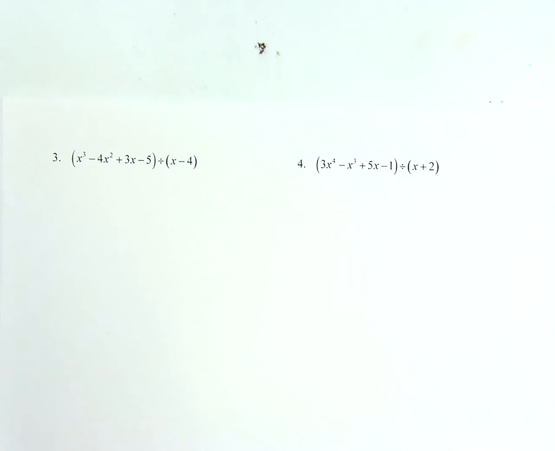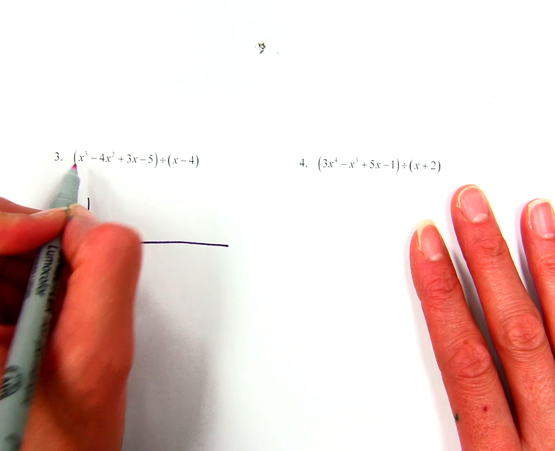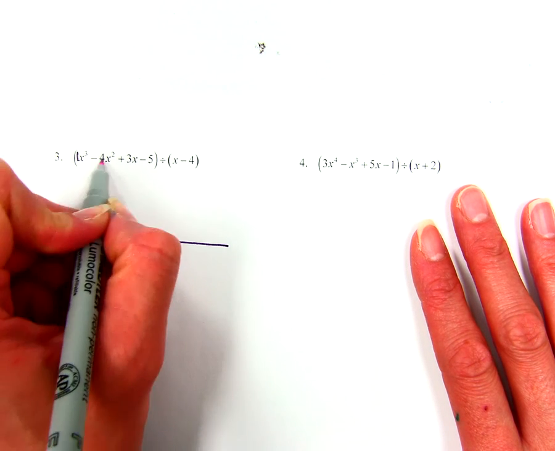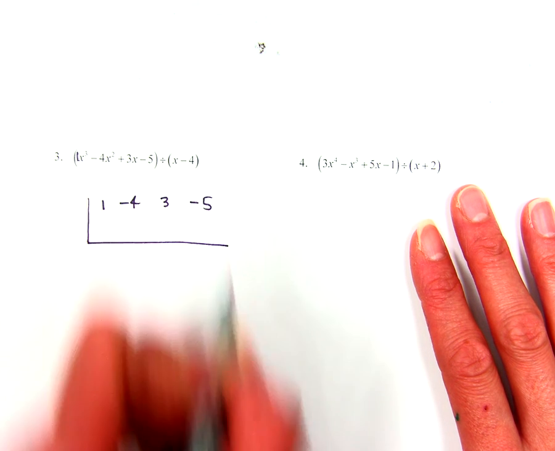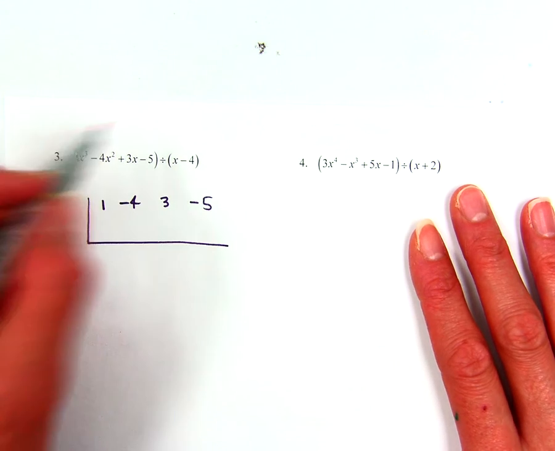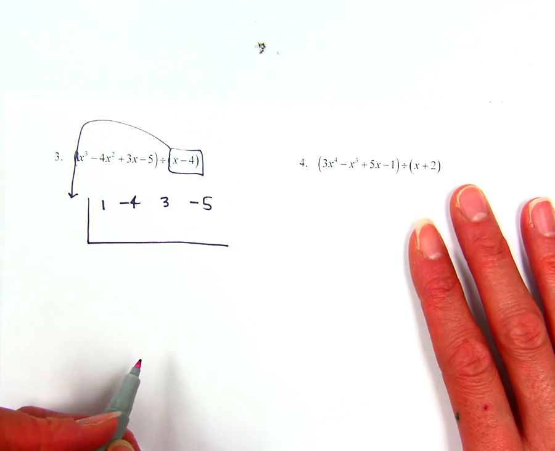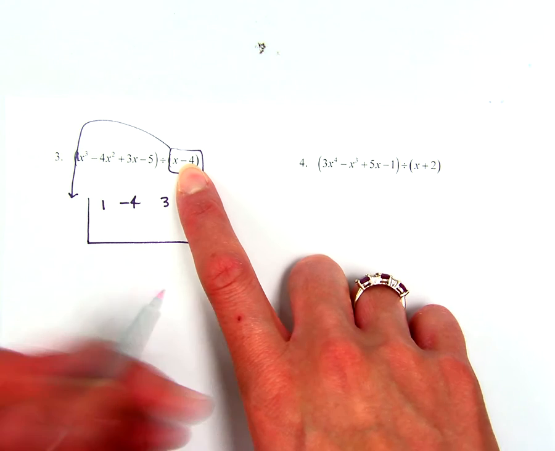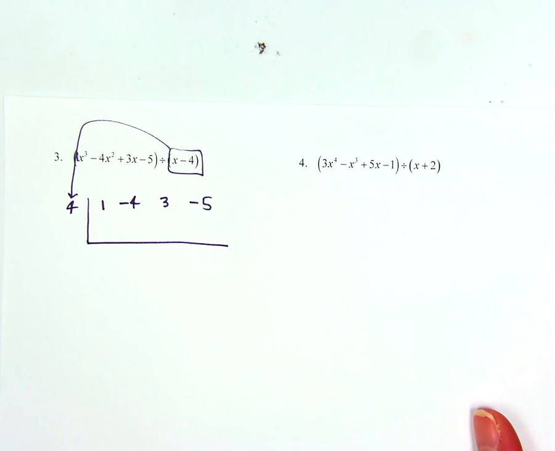It's x cubed, right? So I'm going to write down all my coefficients. This is 1x cubed, negative 4x squared, 3x, and negative 5. On the outside, this is what makes x minus 4 equal to 0. Well, a fast way to think of it is this says negative 4, do the opposite. That's plus 4, because 4 minus 4 will give me 0.